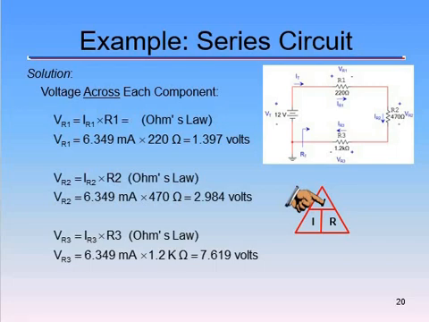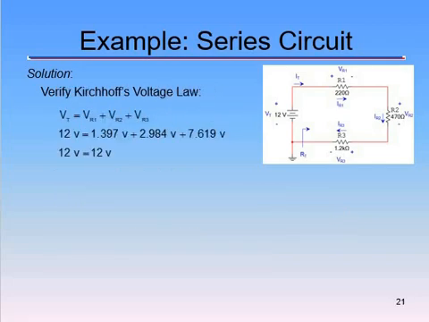So, in theory, we should be really, really close to 12 volts when we add up the sum of the voltage drops. So there's 3 voltage drops we just calculated, 1.397, 2.984, and 7.619. We need to add the 3 of those up, and that will verify that we did things correctly using Kirchhoff's voltage law. So the sum of the voltage drops is equal to 12. 1.397 plus 2.984 plus 7.619 is approximately equal to 12 volts. So we verified that our solutions are all correct based on Kirchhoff's voltage law.